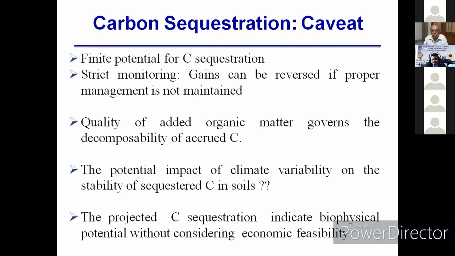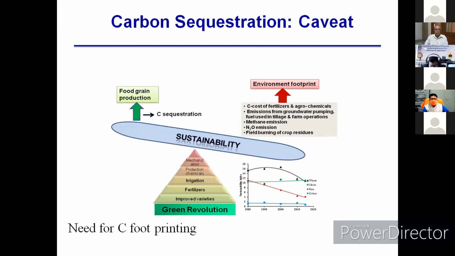How the climate variability in future would affect these results I have talked about is not known. It's still uncertain. And moreover, the carbon sequestration which I projected, 0.2 to 0.6 tons per hectare, is all biophysical. We should also take money into consideration. Economic viability is very, very important. And then we should always keep in mind, we started with the green revolution.